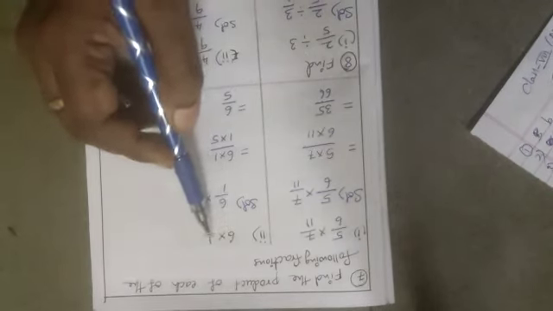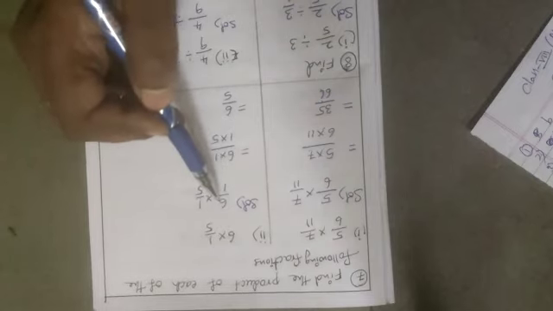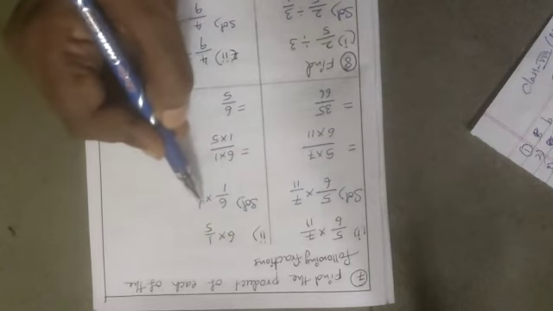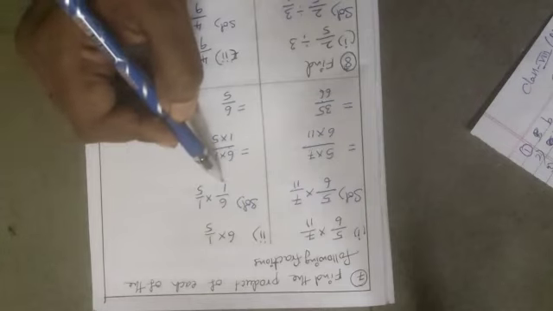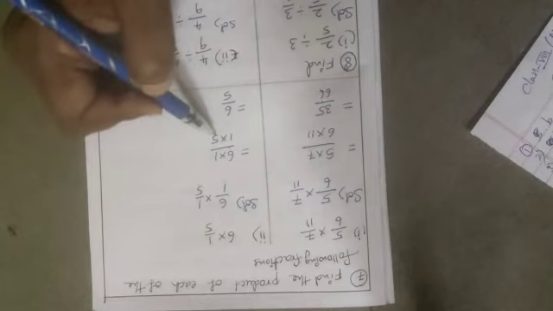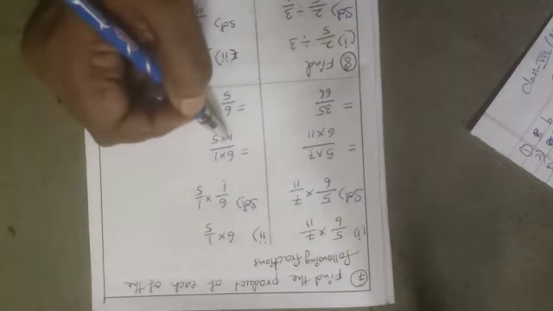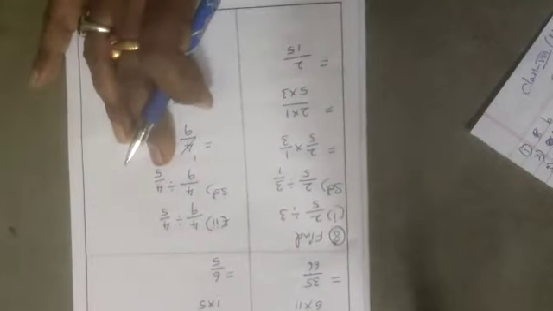Now 6 into 1 by 5. We can write 6 as 6 by 1. Now numerator into numerator, what are the two numbers, children, in the numerators? 6 and 1. So 6 into 1. Denominator into denominator, what are the two numbers in the denominator? 1 and 5. So 1 into 5. 6 1s are 6 by 5. 1 5 is 5. Now let us see the next one, children.